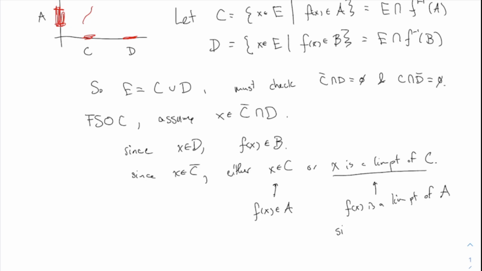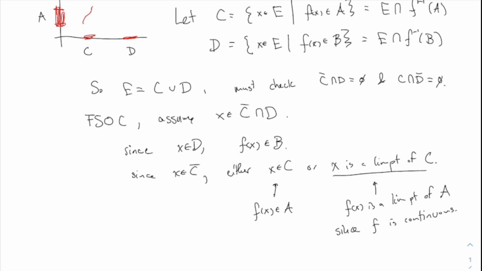And this is the only time in the proof where we use the fact that f is continuous. If X is a limit point of C, that means there's a sequence of values in C which lead to X. And since f is continuous, you can apply f to the whole sequence. And the answer you get will be a limit point. All right.